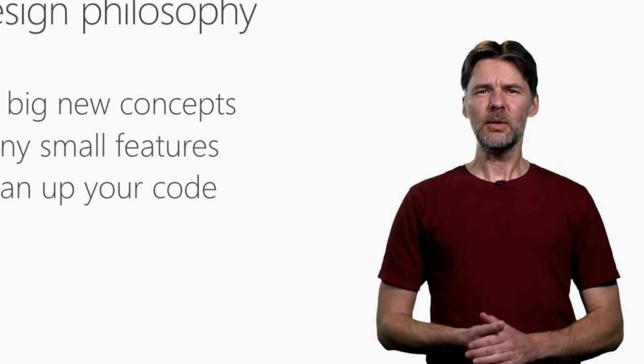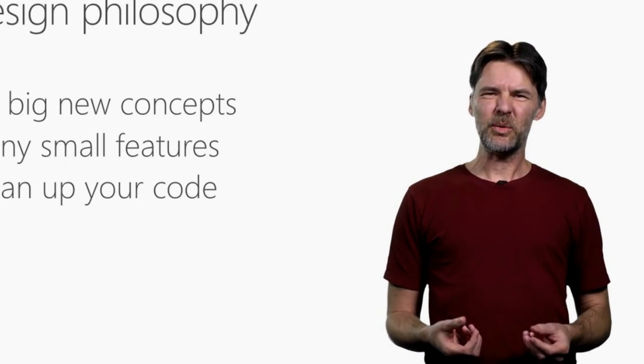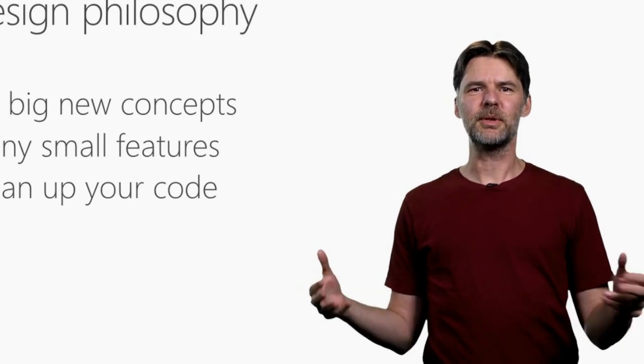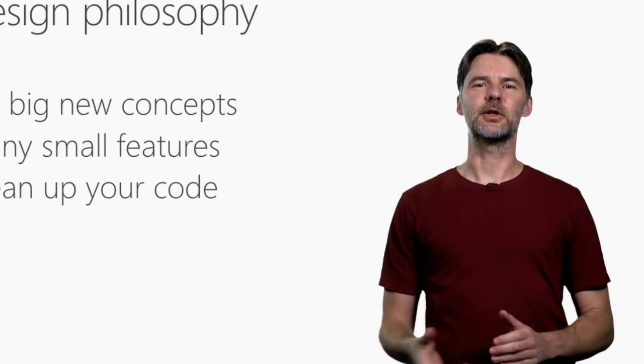In C# 6, we decided not to add big new concepts that you have to wrap your head around. Instead, we wanted to give you a lot of small but useful features that help clean up your code, get rid of boilerplate, and let your intent stand out more clearly. Let's go through these features and have a look.